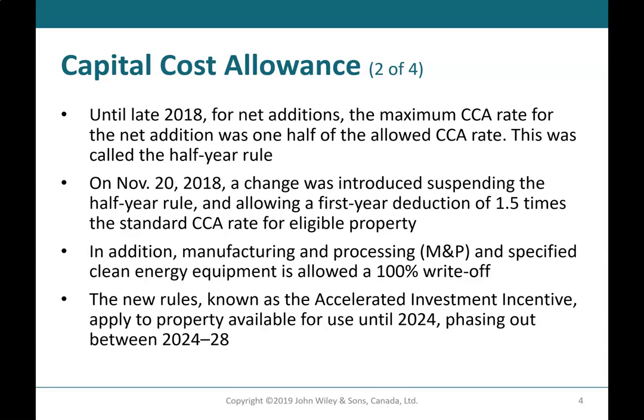On November 20th, 2018, a change was introduced suspending the half-year rule and allowing a first-year deduction of 1.5 times the standard CCA rate for eligible property. In addition, manufacturing and processing, M&P, and specified clean energy equipment is allowed a 100% write-off. The new rules, known as the Accelerated Investment Incentive, apply to property available for use before 2024, phasing out between 2024 and 2028.